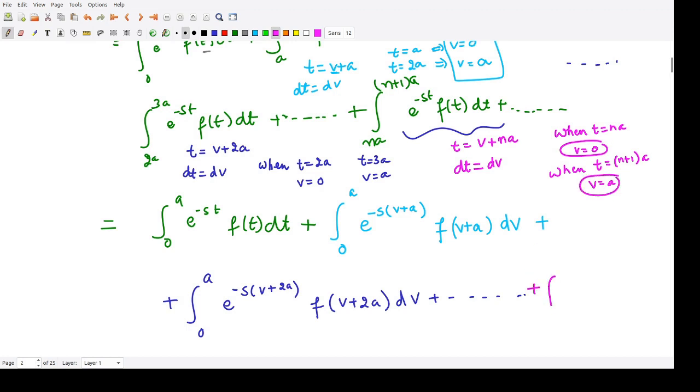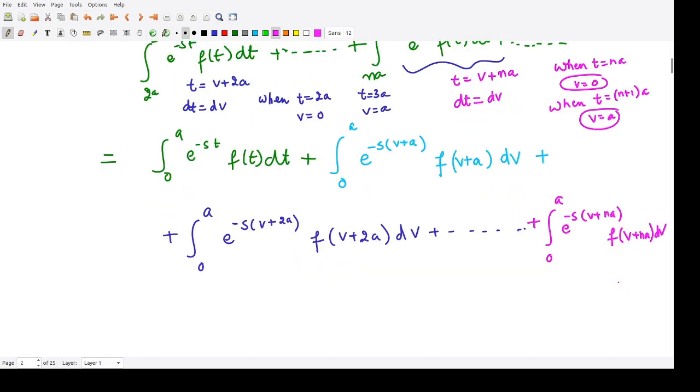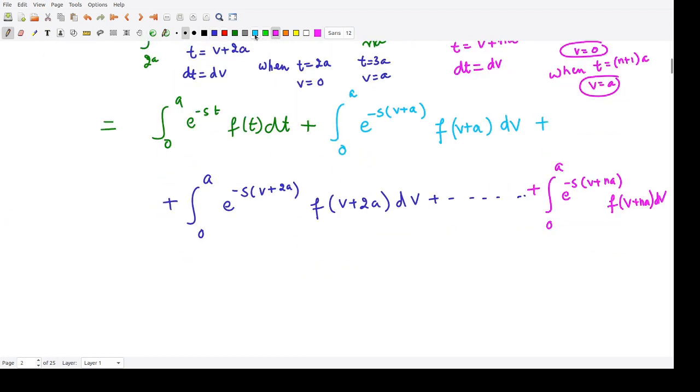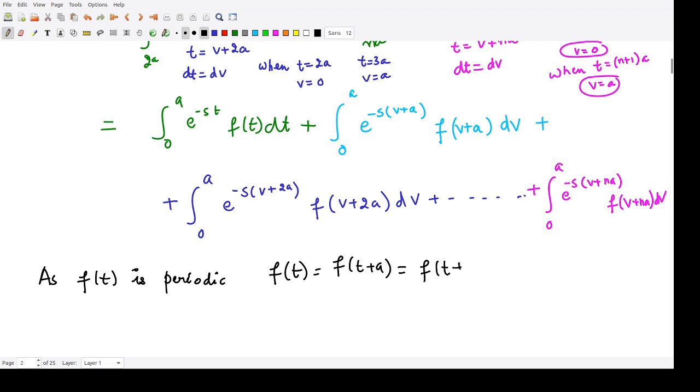So the nth term would be again from 0 to a, e to the power minus s into v plus na, into f of v plus na, into dv. So let us see what we have here. Because the given function is periodic, f of t is equal to f of t plus a is equal to f of t plus 2a, and so on, that is equal to f of t plus na.